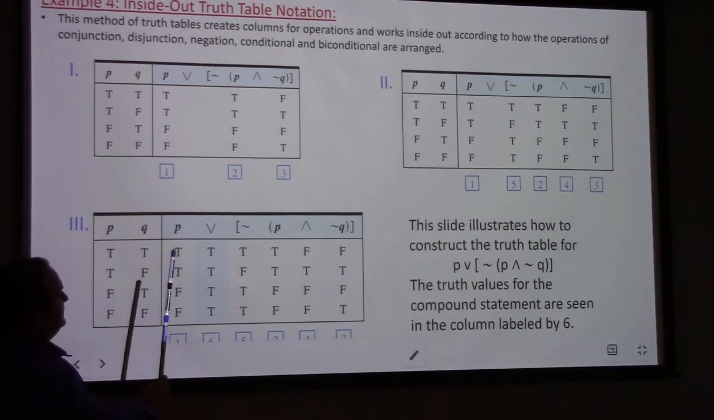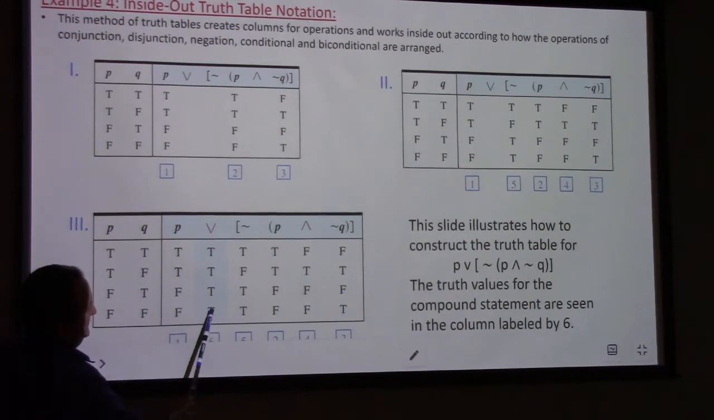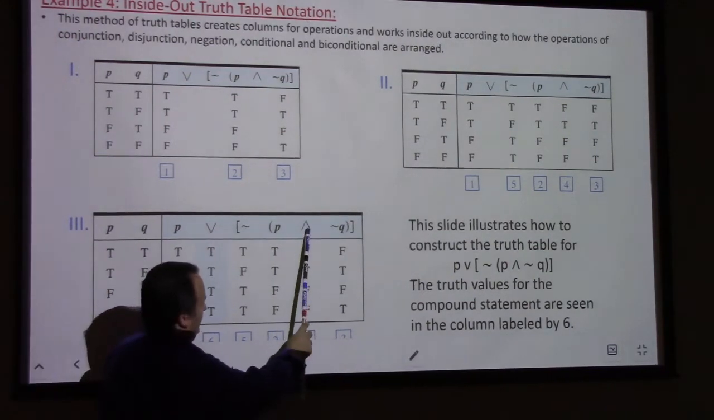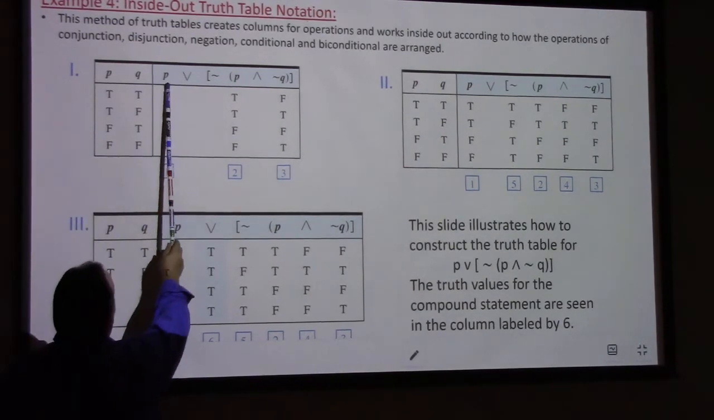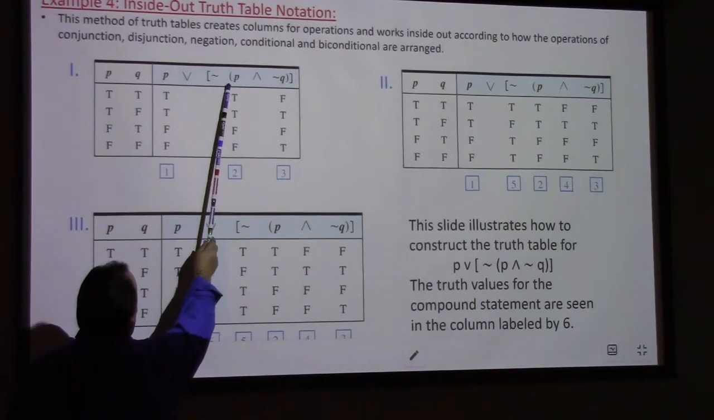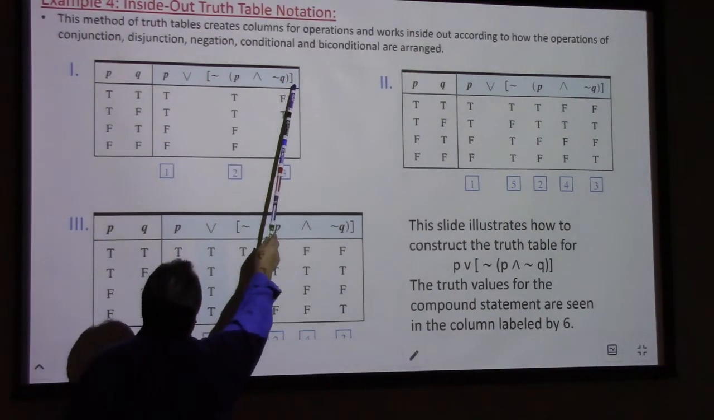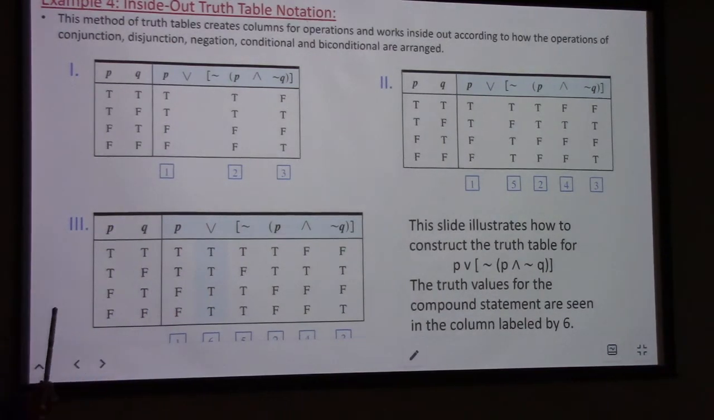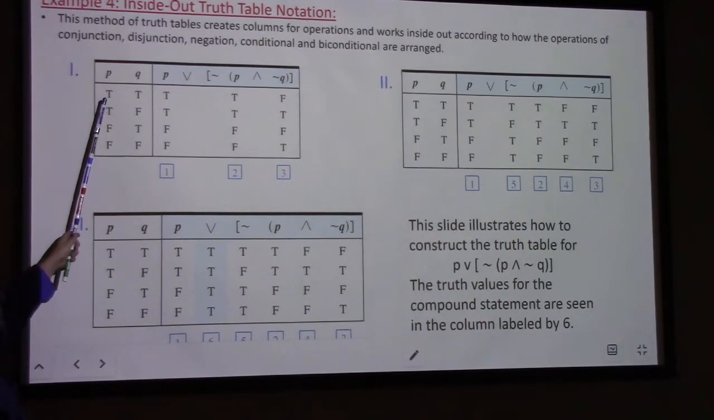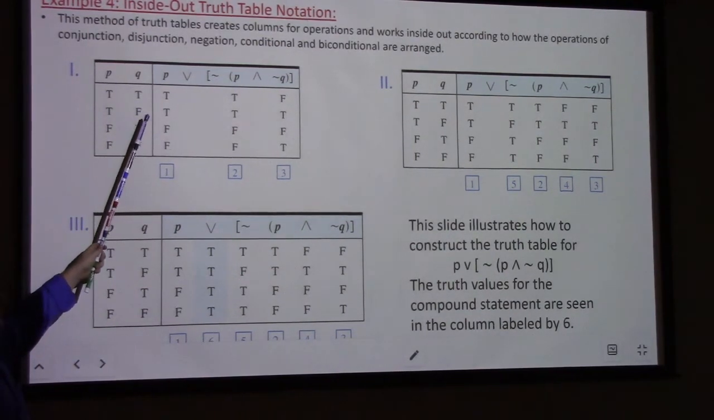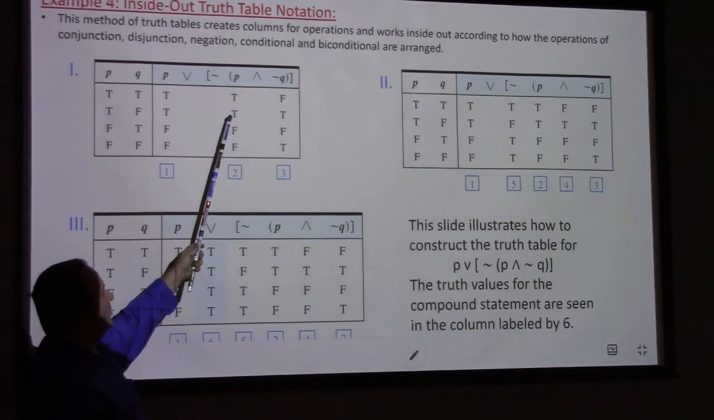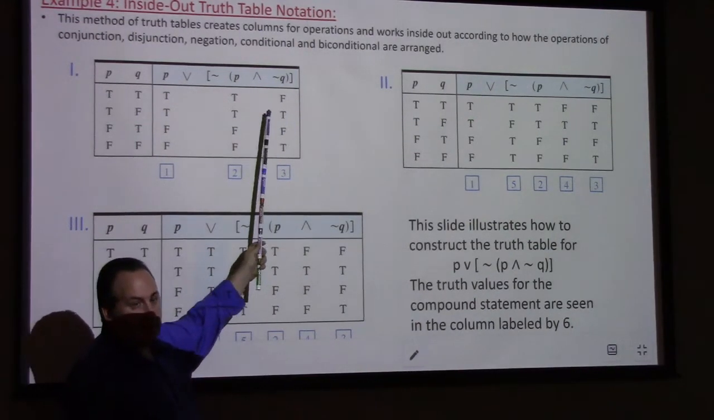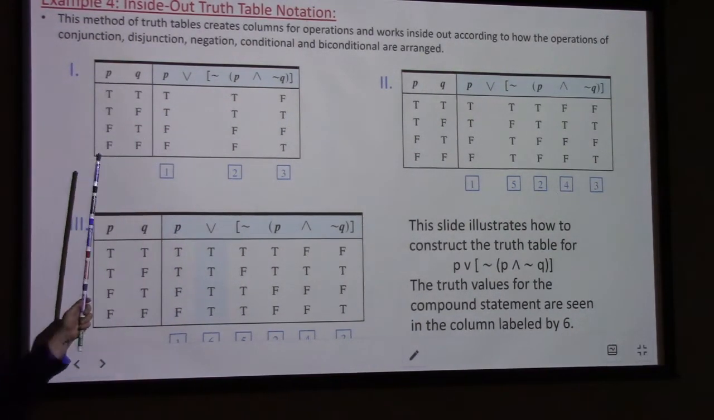They actually have columns for the operations, all right? Like this. Now, here's how it goes. We're trying to find the truth table for P or parentheses, not parentheses P and not Q. All right? So the starting point for this inside out method is you put down the truth values for your inputs P and Q, and then you also put the corresponding truth values for P and their negations on the inside, like that. That's step one in constructing the inside out truth table.